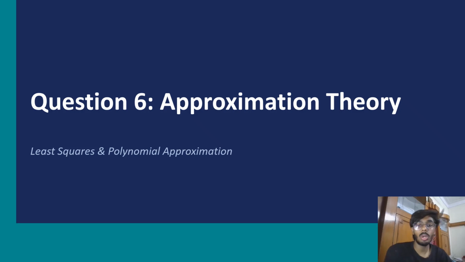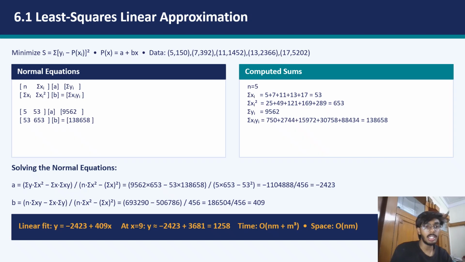The sixth question is approximation theory, least squares and polynomial approximation. Let's study these. We have S equals the summation of (yi minus p of xi) to the whole square, where p of x equals a plus bx. We have been given the data as following. We have to perform least square linear approximation on the given data.